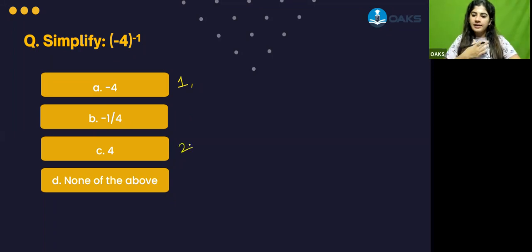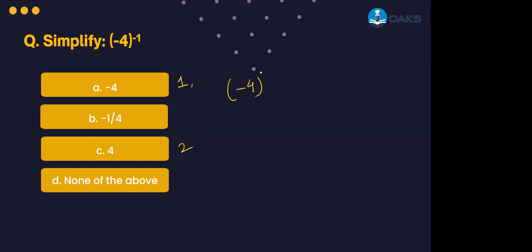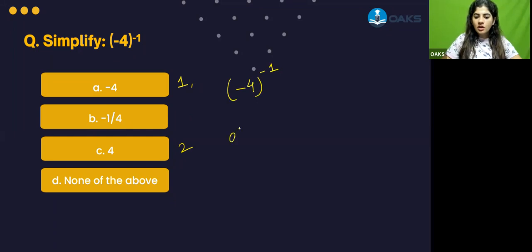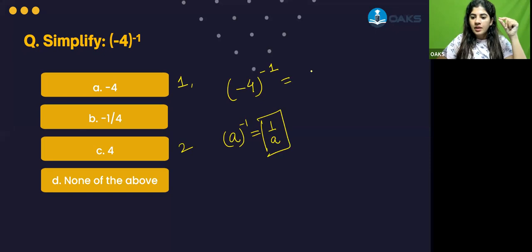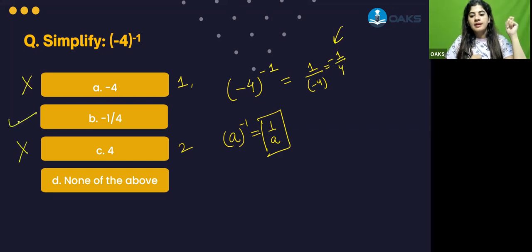Okay. Now, can I solve now? Minus 4 raised to power minus 1. What law are we using? See, this was the law. A raised to power minus 1 is equal to 1 over A. Now, I'm applying the same thing here. It is equal to 1 over minus 4, that is equal to minus 1 over 4. So, not A, not C, B is the correct answer.